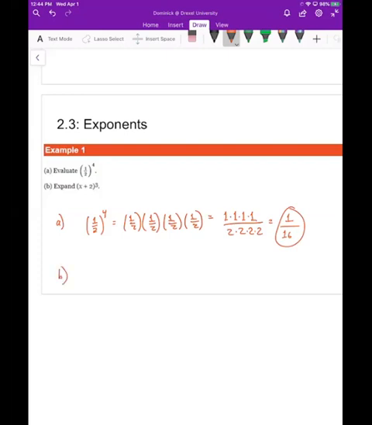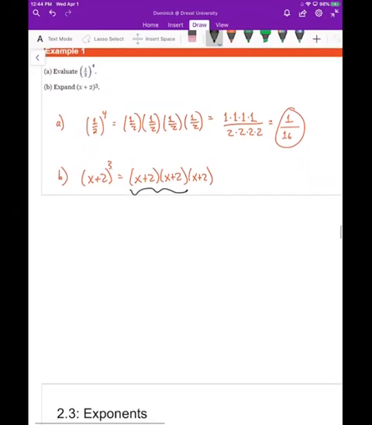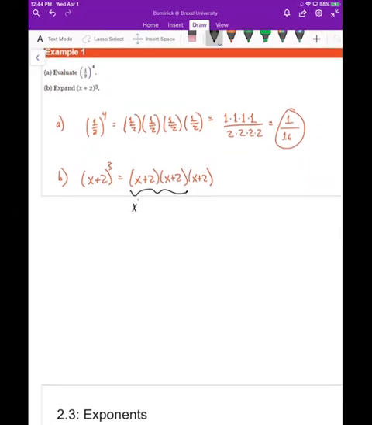Okay, now in part B, we want to do x plus 2 cubed. And this just means x plus 2 times x plus 2 times x plus 2. Now, to simplify something like this, I usually recommend doing 2 at a time. So if we do x plus 2 times x plus 2, you can check me that that will be x squared plus 4x plus 4. And we then want to multiply that by x plus 2. So now we just need to distribute here.